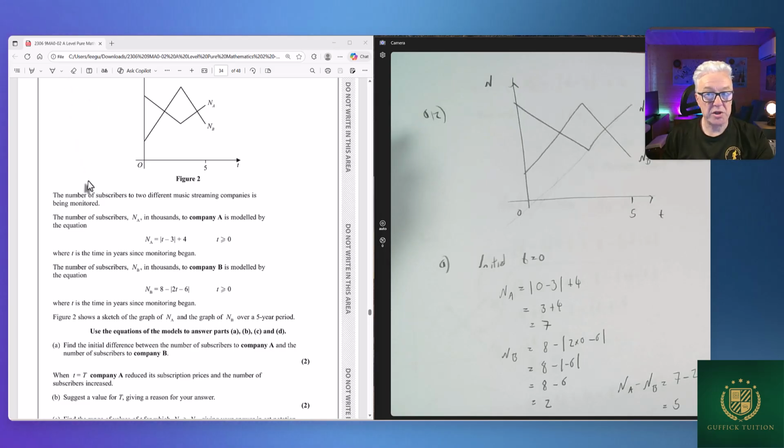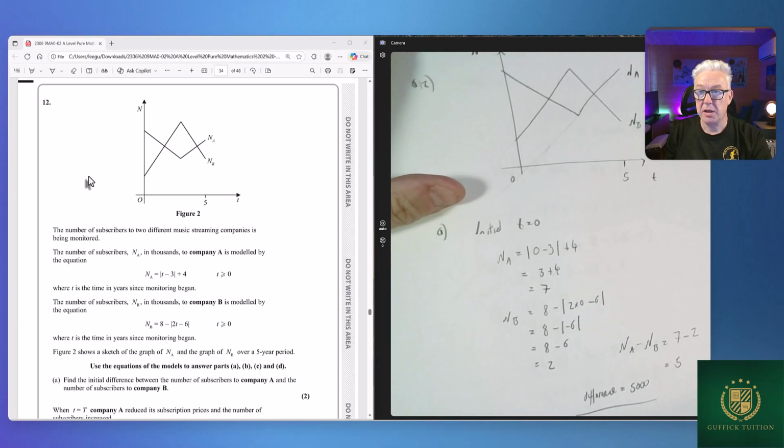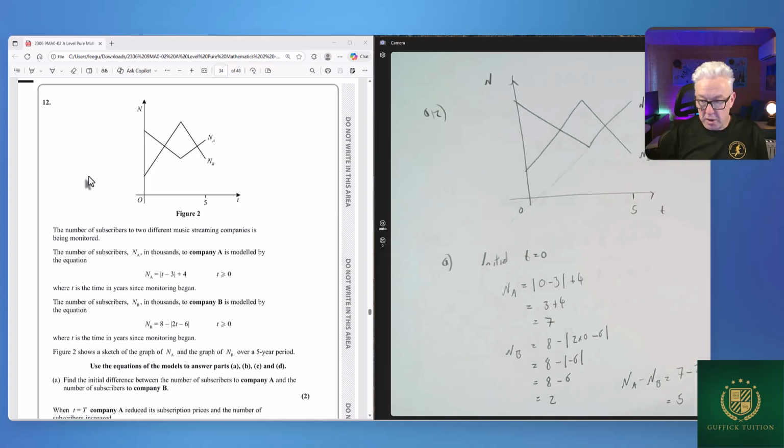Hello everyone, this is question 12 now on paper 2 from 2023 for Edexcel. And I think it's quite a tricky modulus exam question. So let's have a look. There's a couple of little traps in this question you have to be careful of.